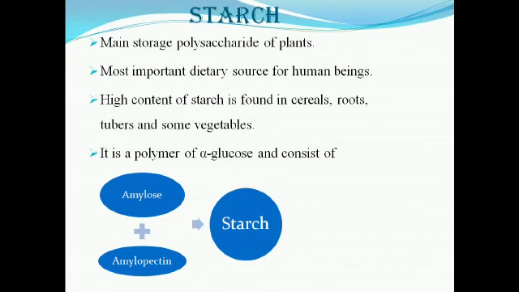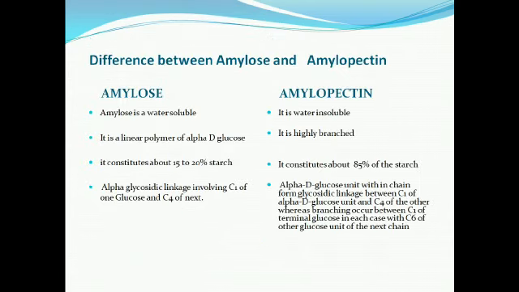It is a polymer of alpha glucose and it consists of two components. One is amylose and the second is amylopectin. Now, how can we differentiate between amylose and amylopectin? Amylose is water soluble, but amylopectin is water insoluble. Amylose is a linear polymer of alpha D glucose. Amylopectin is highly branched.